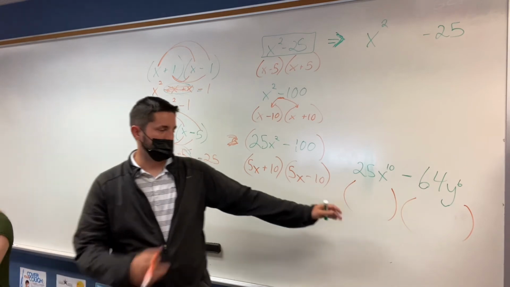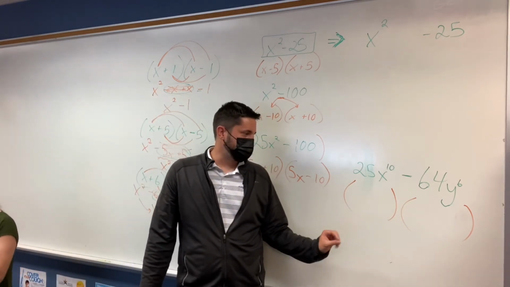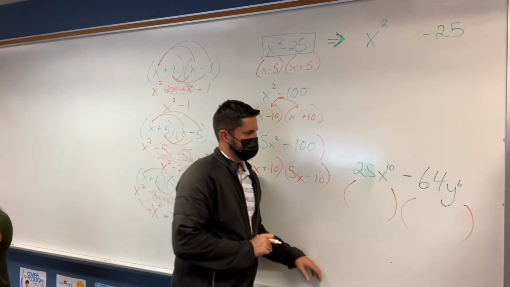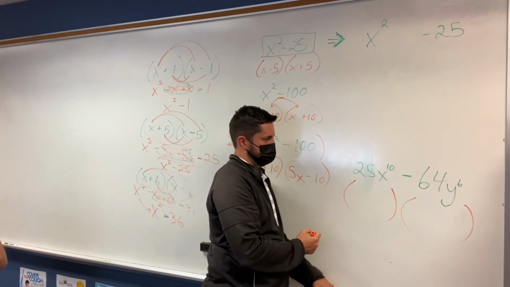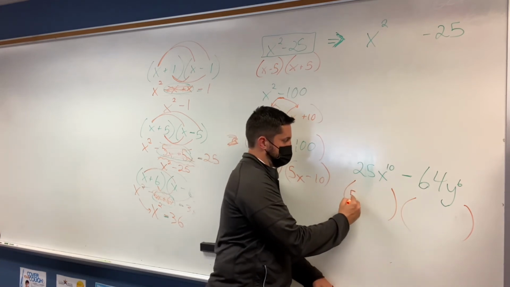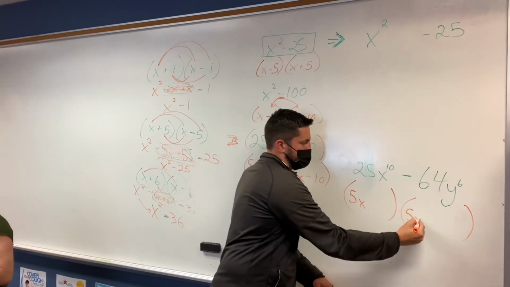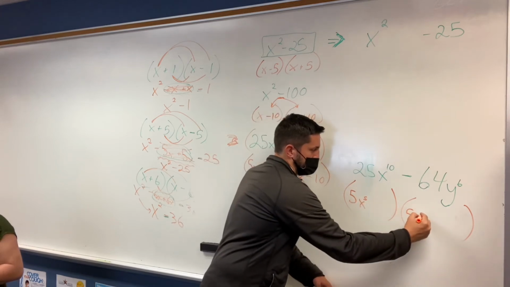This is the hardest type of example you'll see. One piece at a time. What is each piece going to be whenever you separate them? So what would go here and here? 5x to the 5th, 5x to the 5th, because the 25 is x to the 10th. Cool. x to the 5th.